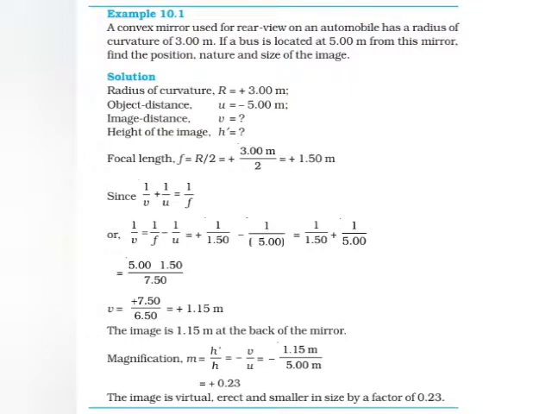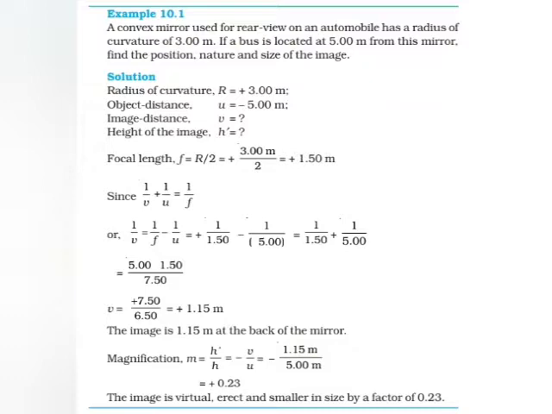Now let us discuss a few numericals also. There are a few numericals which are given in your NCERT book. So first of all, let us discuss the first numerical given in your NCERT book. A convex mirror used for rear view on an automobile has a radius of curvature of 3 meter. If a bus is located at 5 meter from the mirror, find the position, nature and size of the image.